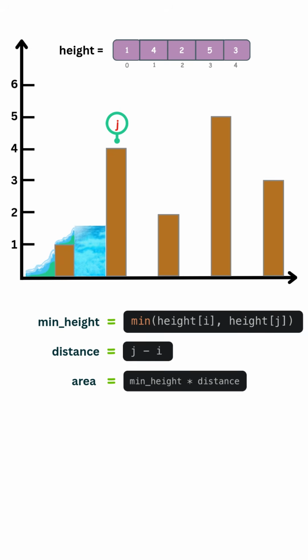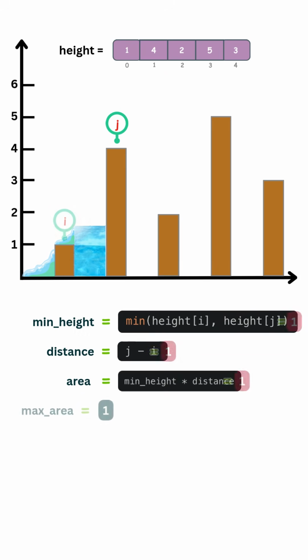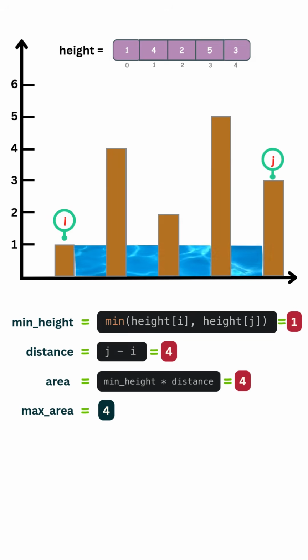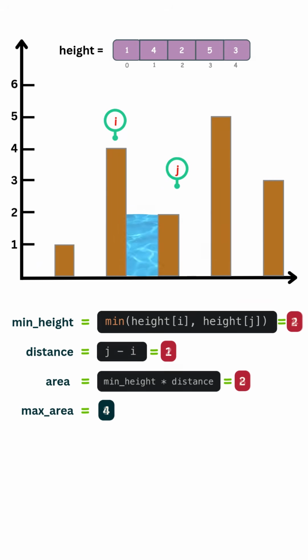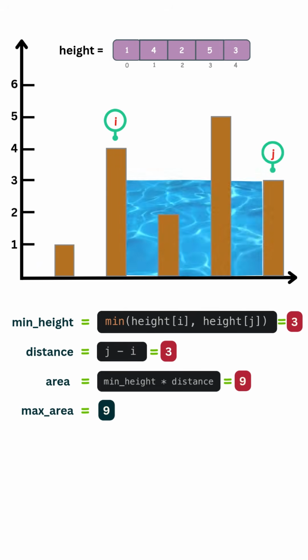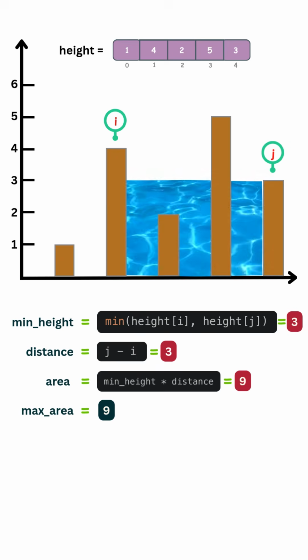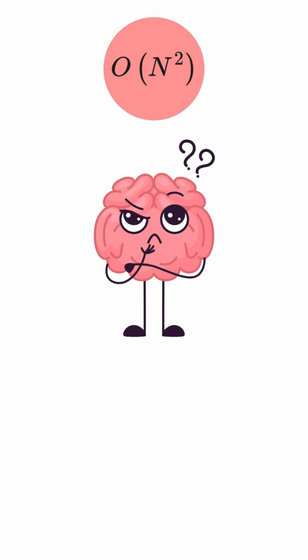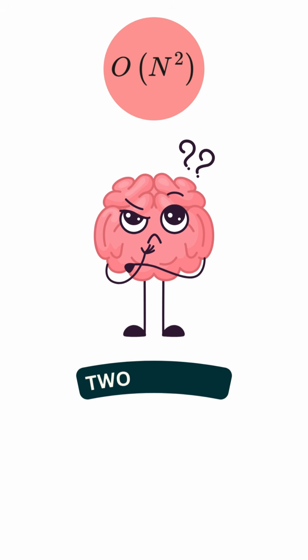shorter line. The most intuitive approach is to check every possible pair, start with i, move j forward, compute the area each time, while keeping track of the maximum area so far and updating it at each iteration. This approach, however, takes O of n squared time. Can we do better? Yes, we can, using a clever two-pointer technique that brings it down to O of n.